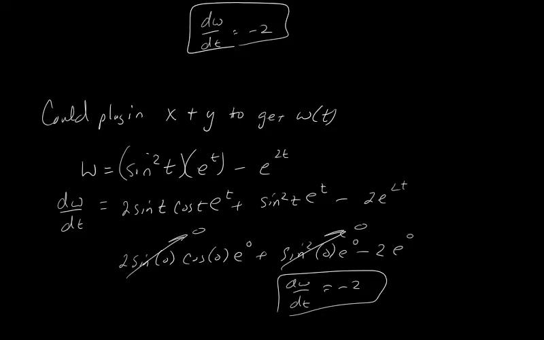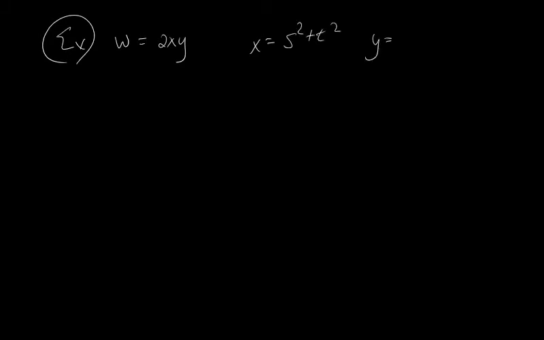All right, so let's do another example. Suppose we have w equal to 2xy, where x is equal to s squared plus t squared, and y is equal to s over t. Find the partial of w with respect to s and the partial of w with respect to t.